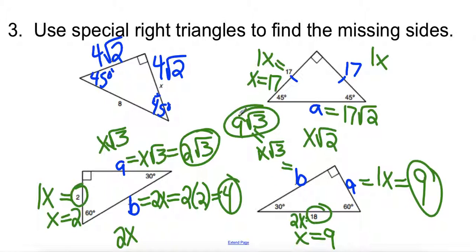So again, that's just using our special right triangles, using those ratios to find the missing side lengths. Again, we'll talk about the quiz that we're going to have over special right triangles in the very last video.